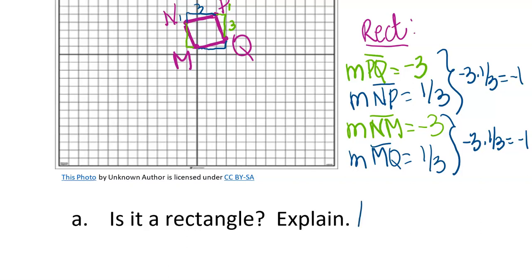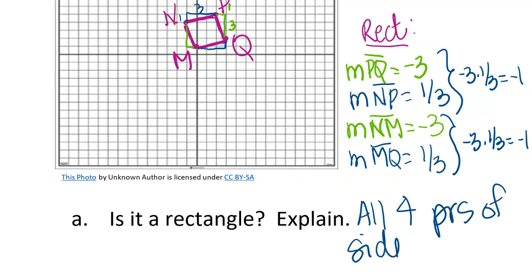So all 4 pairs of sides equal a right angle. So you have to show at least 2 of them, you know, opposites for sure. And you could show each set of 4 if you wanted as well. So we do know that it's a rectangle. So you're going to say yes.